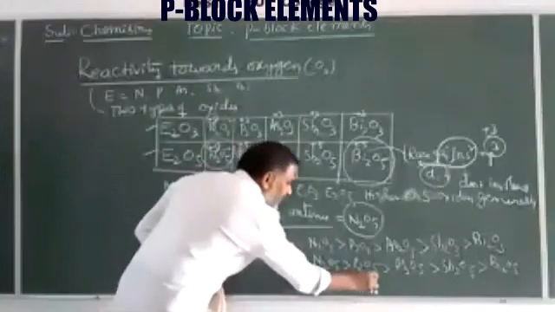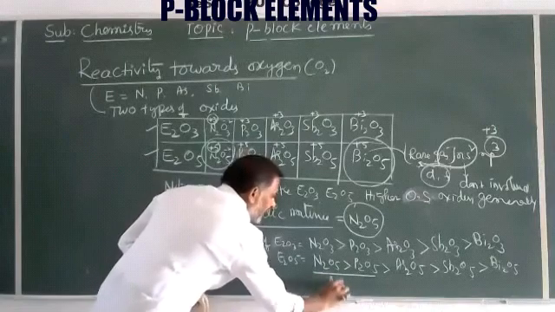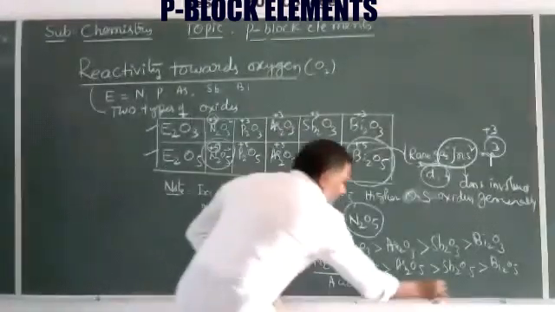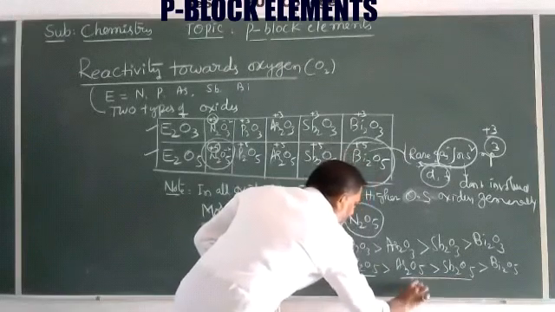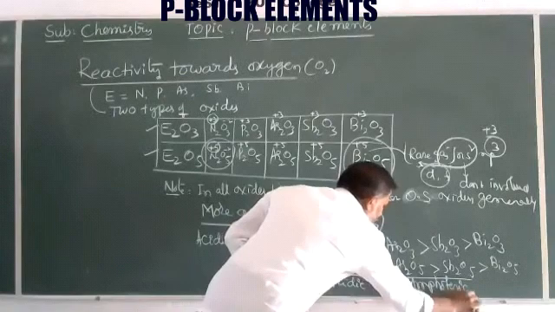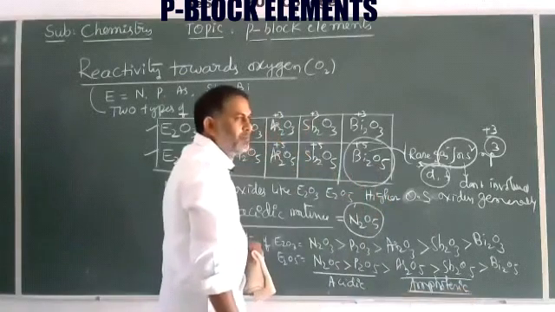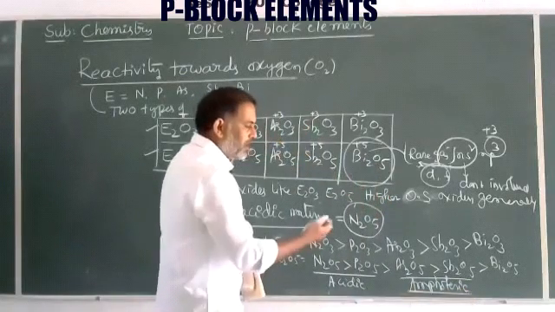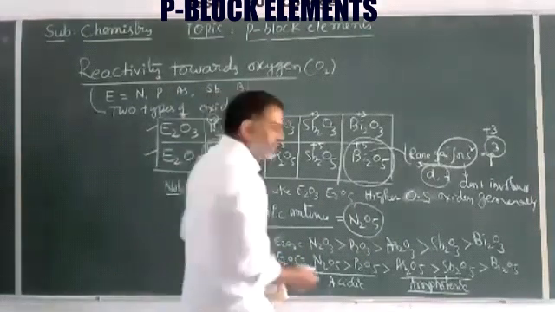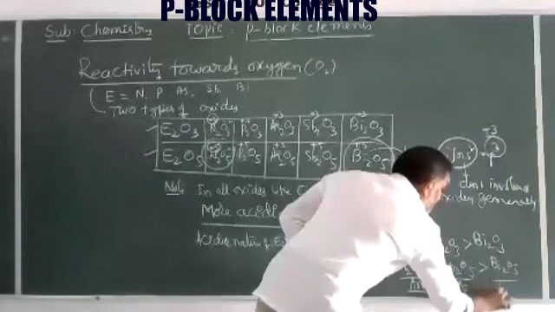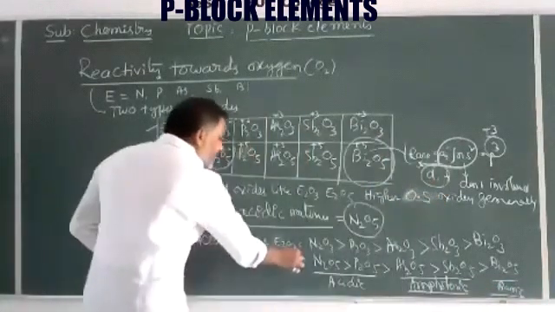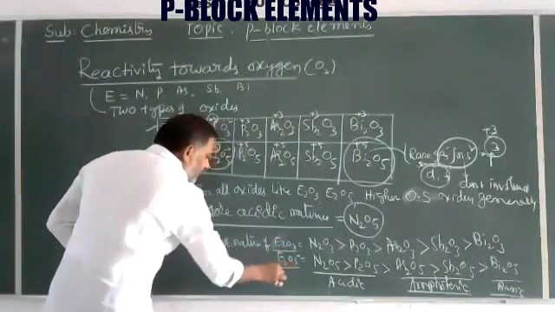That's why these two are generally acidic in nature. Generally, these are amphoteric. What is the meaning of amphoteric? It acts as both acidic as well as basic in nature, meaning it can react with both acids as well as bases. Now, this is basic nature. That's why the acidic strength of trioxides and pentoxides.